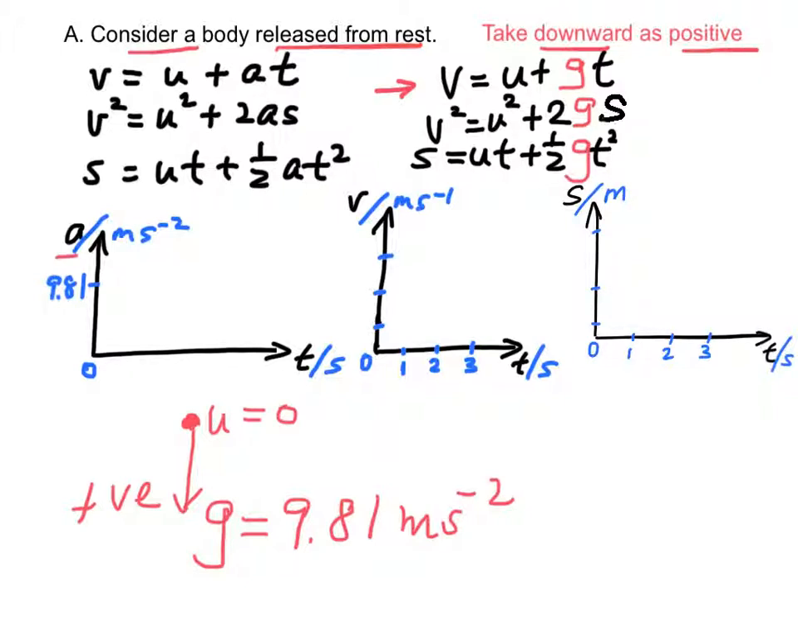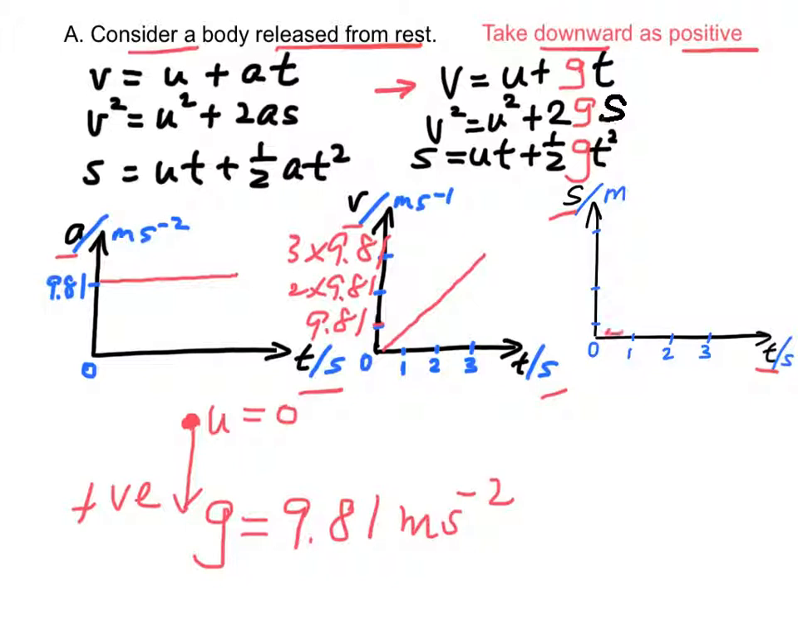For the a-t graph, it would be constant with a equal to 9.81 meters per second squared, and for the v-t graph, it will be a straight line with positive slope, with the slope equal to 9.81 meters per second squared. For the s-t graph, it will be a curve with increasing slope.